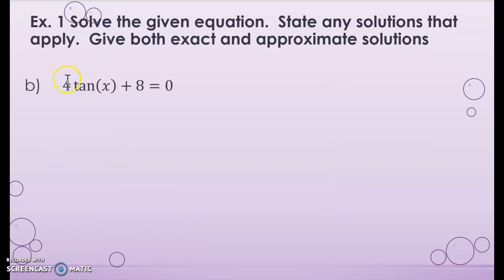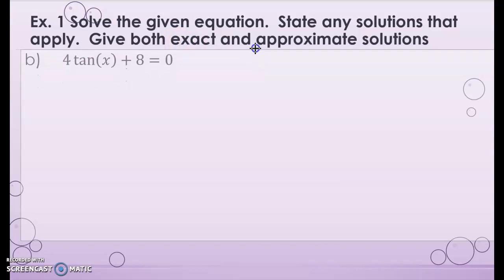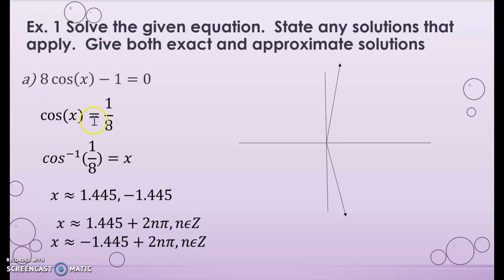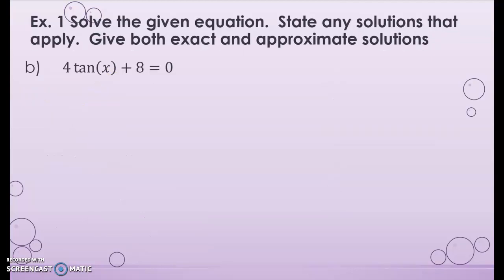The second one is actually really similar to the first question. So what I'm going to do is the same thing. I'm going to do another insert here. I'm going to isolate my tangent first. Actually, let me just borrow one of these here. So instead of saying cosine, I'm going to change this to tangent. And again, tangent of x equals negative 2.